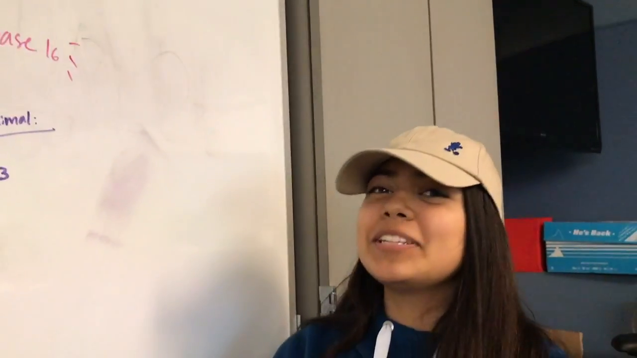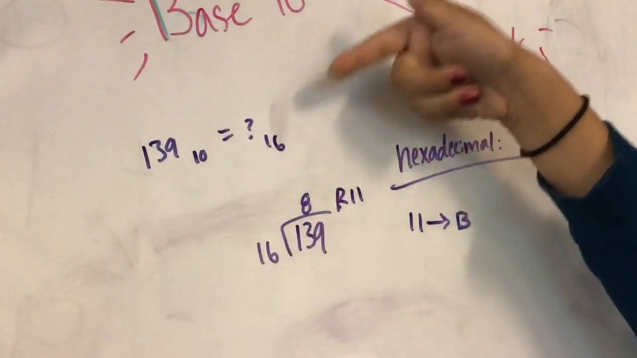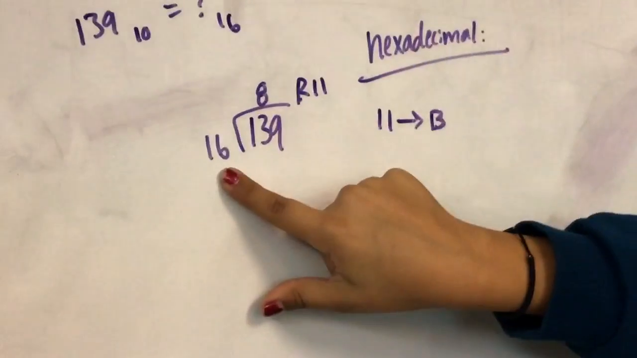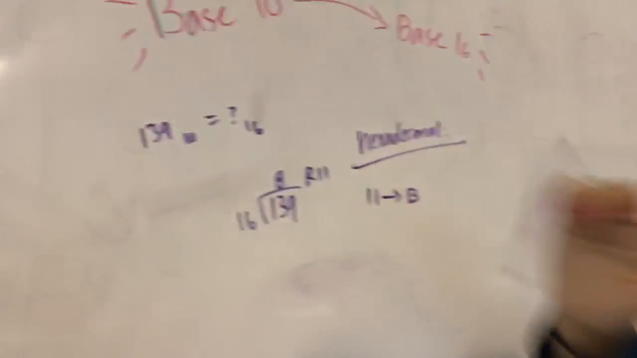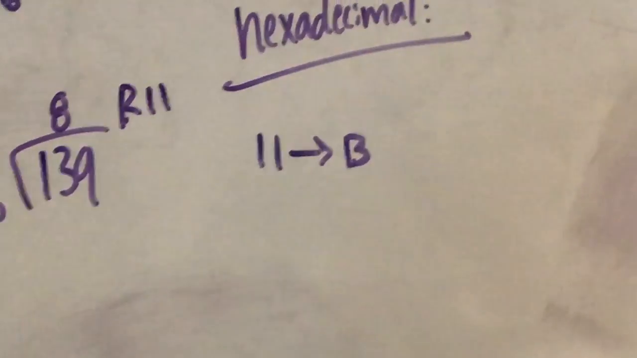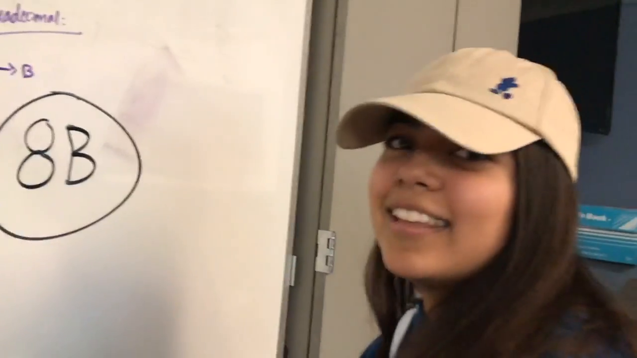Okay guys, so today I'm going to teach you how to convert base 10 to base 16. So here we go. We're going to do 139. So 139 base 10, what is that in base 16? We don't know yet. Let's find out. So you're going to divide 139 by 16, and you get 8 remainder 11, okay? But then, hold on, you got to translate that to hexadecimal. And in hexadecimal, 11 equals B. So then your answer turns out to be 8B. The end.